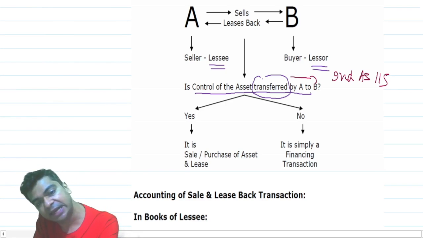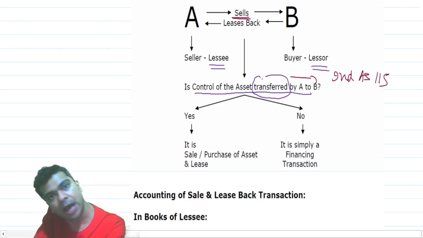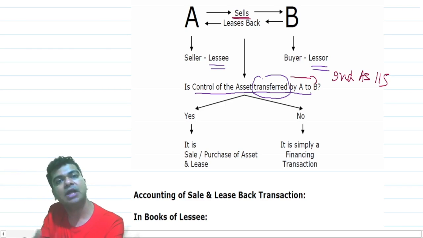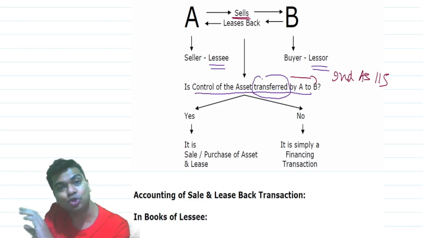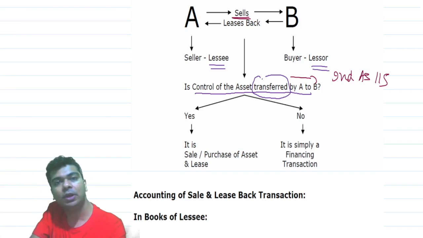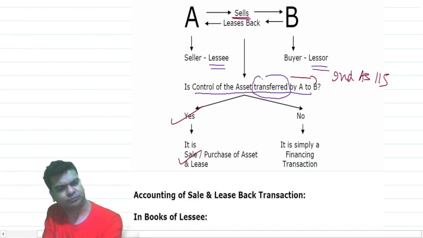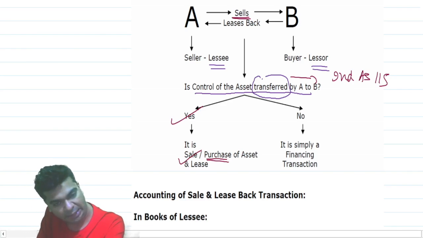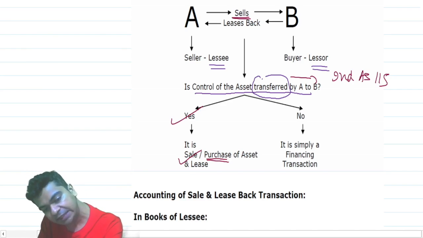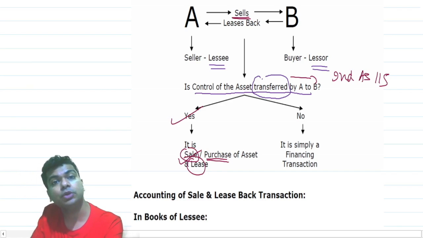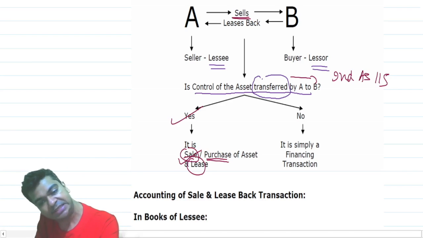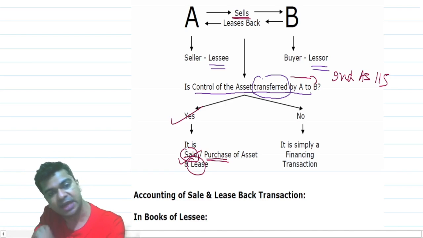So when A sells to B, ask yourself, is it B who is now enjoying the risks and rewards incident to ownership? Is it B who is controlling this particular asset? If your answer is yes, it is B, then we will say it is a sale and lease back transaction. We also use the word purchase over here because we are also seeing it from the viewpoint of the buyer. But if I see it strictly from the viewpoint of the seller, then I will say it is a sale and a lease back transaction. If the control is not getting transferred to B, we will say it is simply a financing transaction.